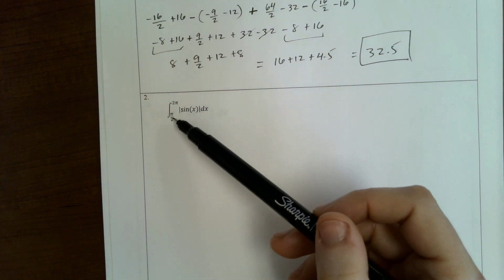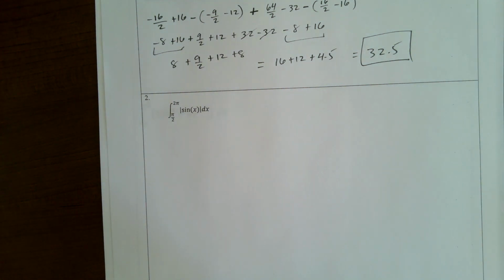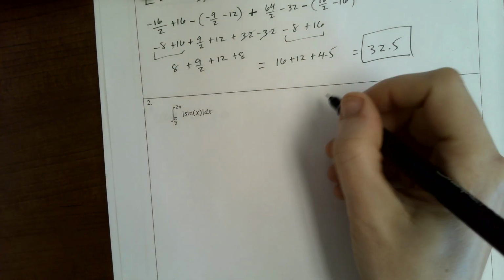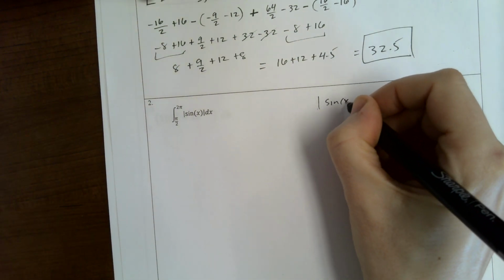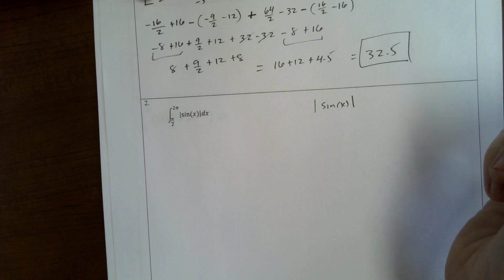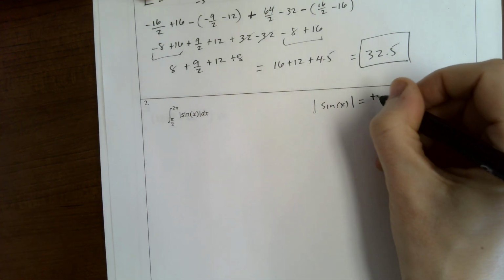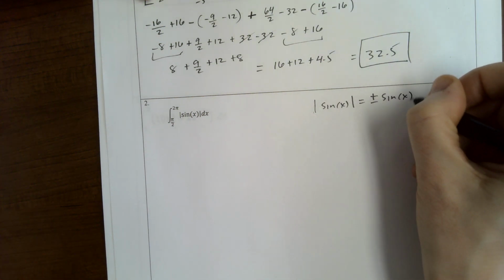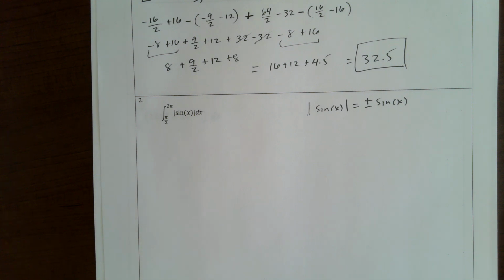So the interval we're dealing with is pi over 2 to 2 pi. So I'll keep that in mind. And I'll go off to the side here. The absolute value of sine of x equals plus or minus sine of x. Sometimes it's plus, sometimes it's minus. It depends what will give you a positive outcome. That's what you want for absolute value, is a positive outcome.